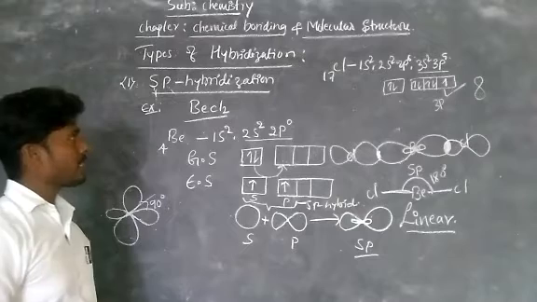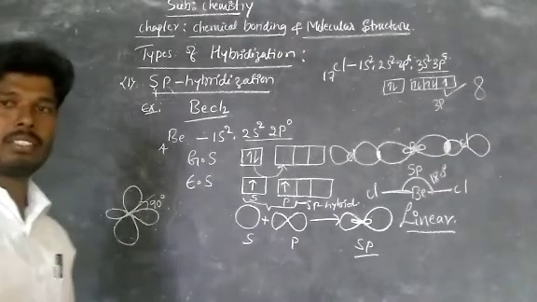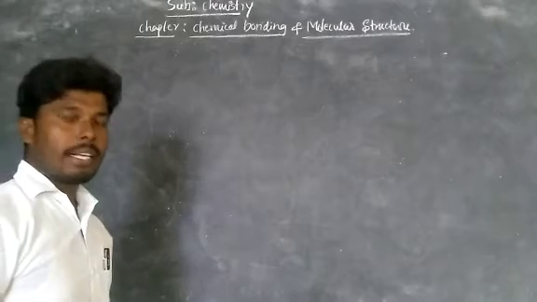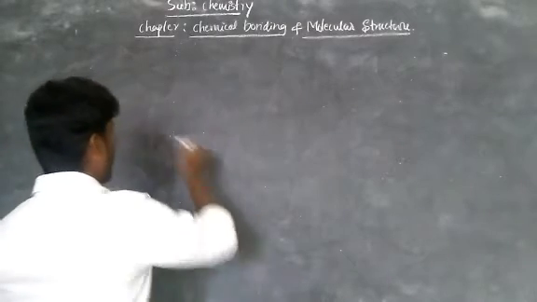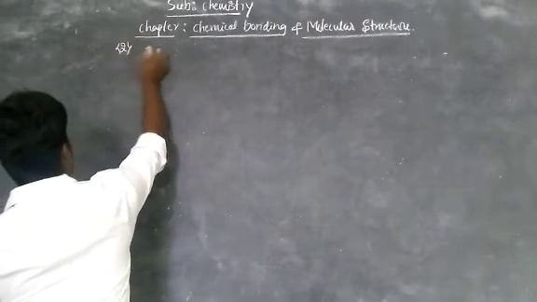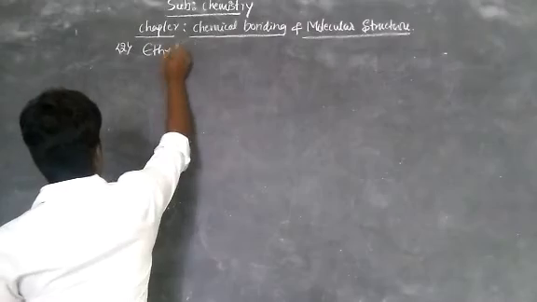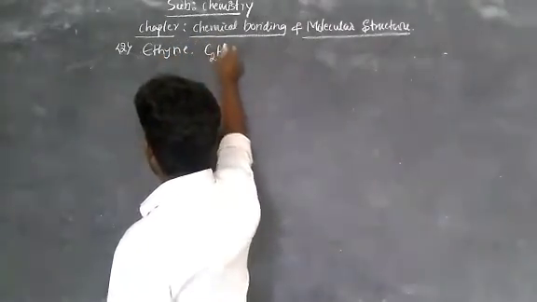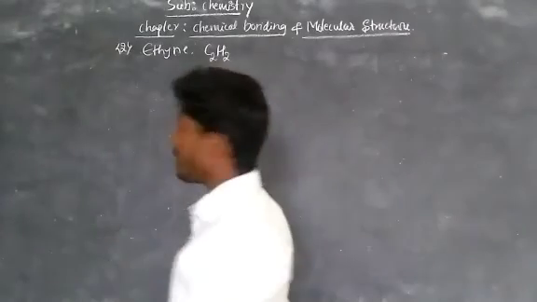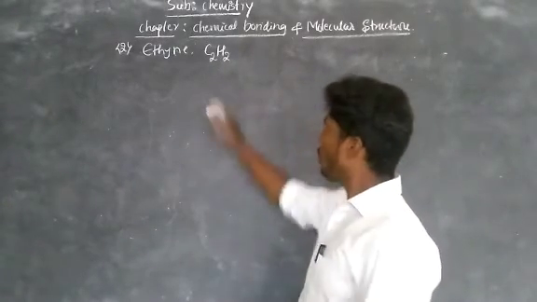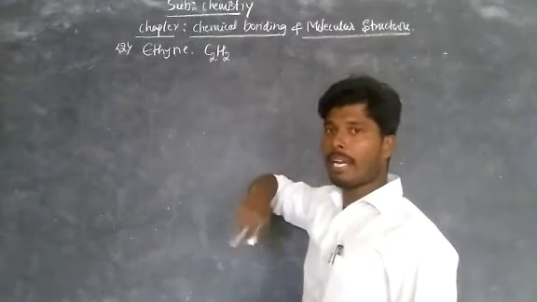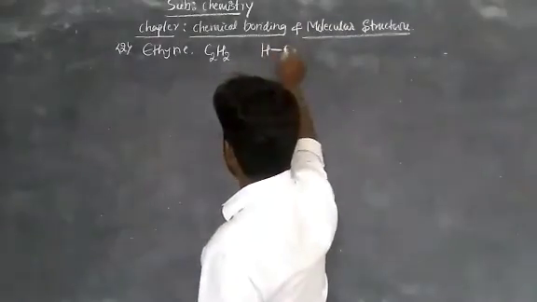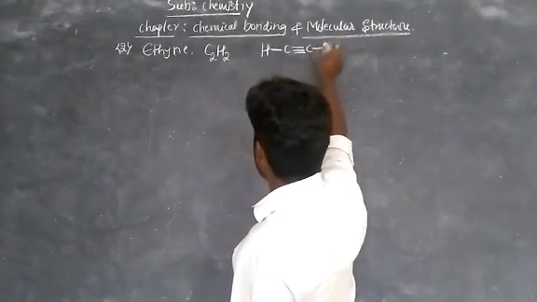Now take one more example, that is ethyne. Example 2, ethyne. What is the molecular formula of ethyne? C2H2. How many carbons are there? 2 carbons. And how many hydrogens? 2 hydrogens. You know the structure: H, single bond, C, triple bond, C, single bond, H.